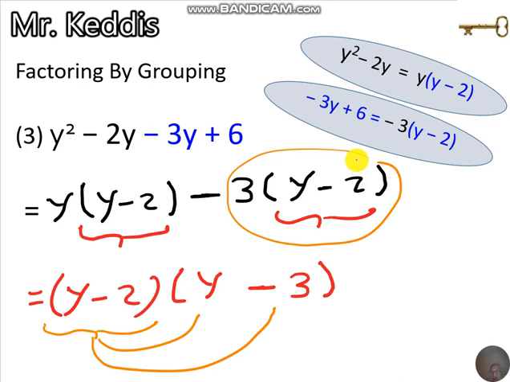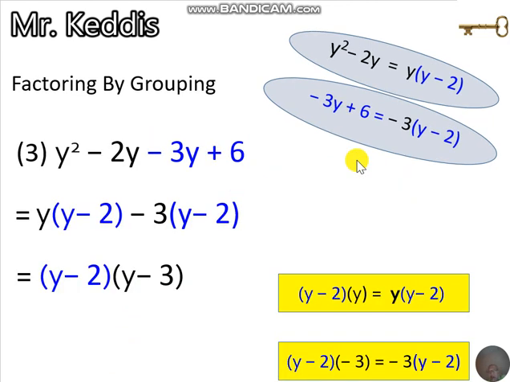Please pause and take notes. This is the same question. Notice here, you have y minus 2 times y, the same thing as y times y minus 2, because 3 times 4 is the same as 4 times 3. You use the commutative property of multiplication. The same thing, y minus 2 times negative 3 is the same as negative 3 times y minus 2.